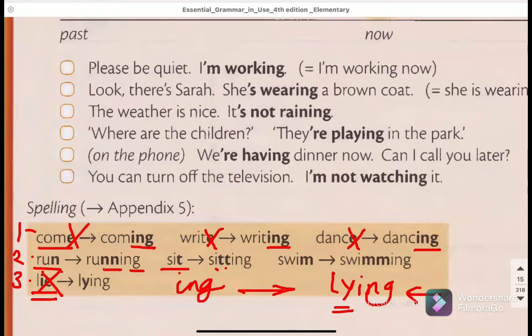And the last example is the verb swim. It will be swimming with double M. Why? Because it ends with a vowel and a consonant, and I want to add ing, so I will double the consonant letter and then write ing. And rule number 3: if my verb ends with ie, I will delete ie if I want to add ing, and then I will put the letter y instead, and then I will add ing like this.